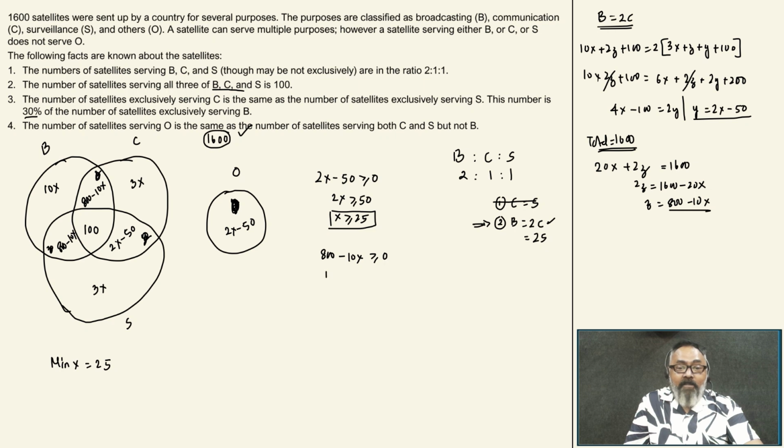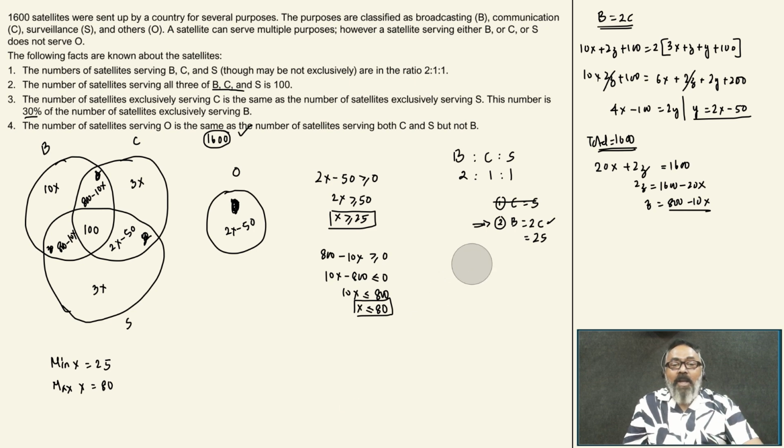Or if I took 10x outside, 10x minus 800 should be less than or equal to 0. Same thing. So 10x should be less than or equal to 800, or x has to be less than or equal to 80. The maximum value of x would be equal to 80. Or you can simply write x is between 25 and 80. That's a range.